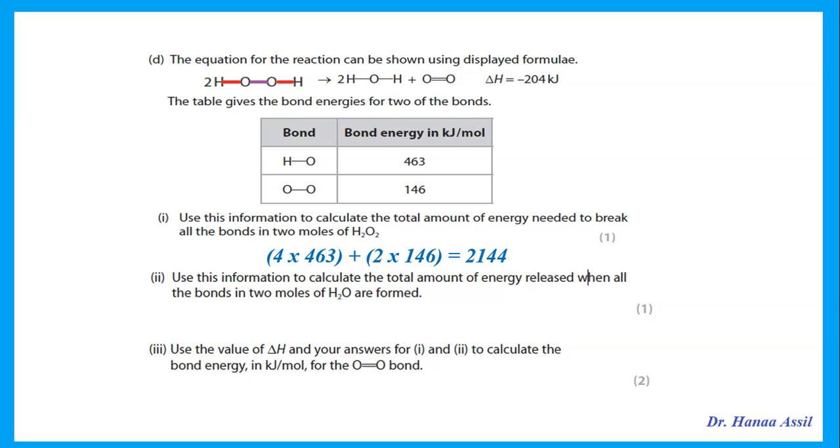We have 4 of the OH bonds. The total amount of energy needed to break all of these bonds is 2,144, of course in kilojoules. Now, in the products, after the arrow, we need the total amount of energy released when all the bonds in the 2 moles of H2O are formed.